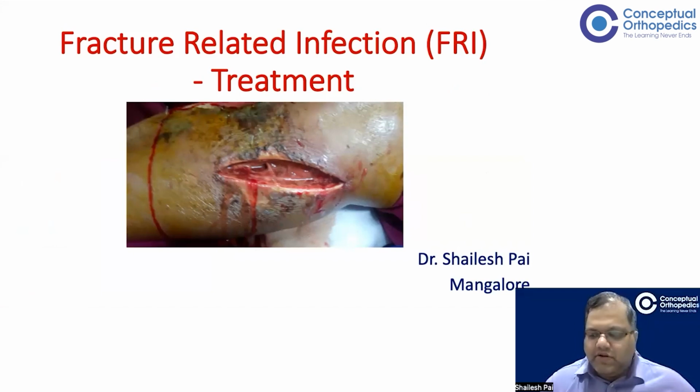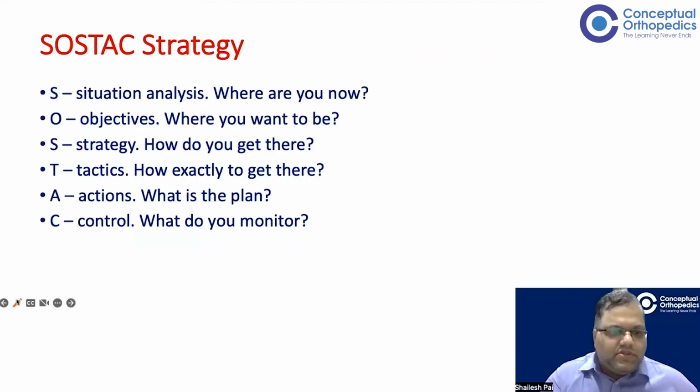Now the principles are all pretty straightforward. All of us know how to treat infection and how to treat fractures. But many times it can get a little tricky depending on the situation. That's exactly where we need some guidelines and recommendations, and that's the entire basis for this talk.